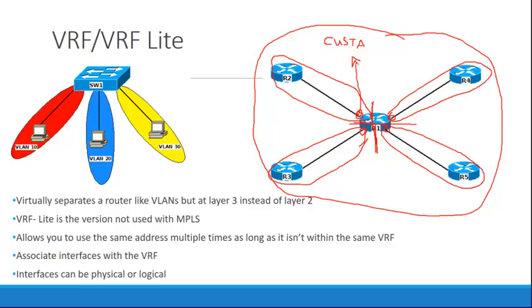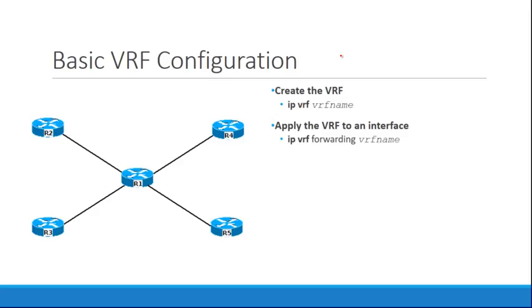And then interfaces can be physical or logical. So I could have a physical interface, or I could have a VLAN SVI, a switch virtual interface. So here we'll just do the one router and we'll separate them out. Whoop, too far. So basic VRF configuration.